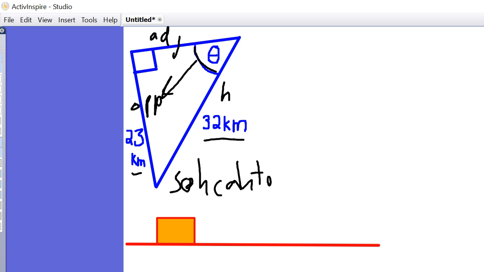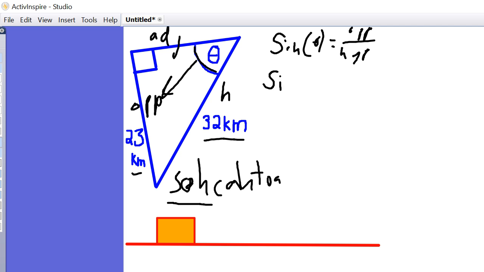SOHCAHTOA. Okay, so which one has opposite and hypotenuse? That one must be sine. So sine of some angle equals opposite on hypotenuse. So now I put in my information, sine, and you'll notice this time I don't have an angle.